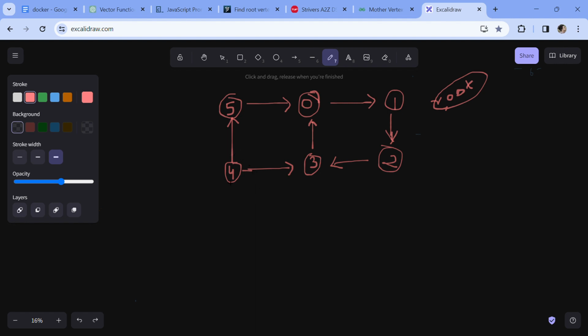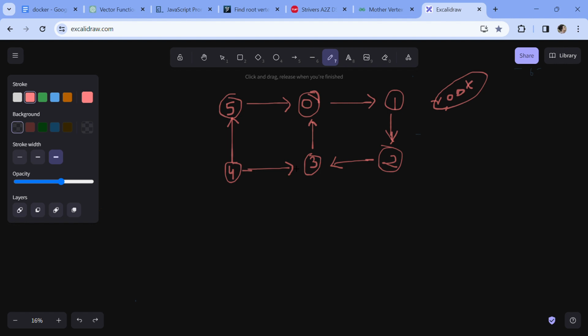Let's say I have this vertex 4. From 4 I can go to any of the vertices. For example, if I want to go to vertex 2, I can go easily. There are two paths available. The first path is 4 to 5, 5 to 0, 0 to 1, and 1 to 2. The second path is from 4 to 3, 3 to 0, 0 to 1, 1 to 2.